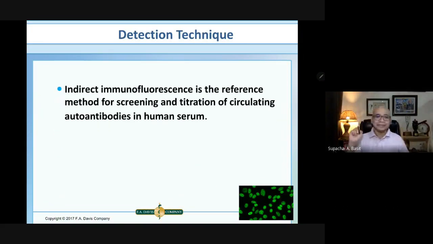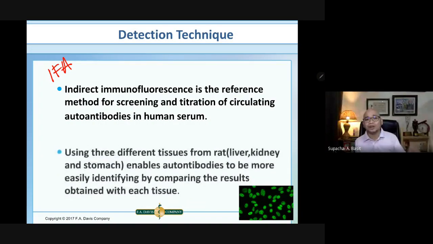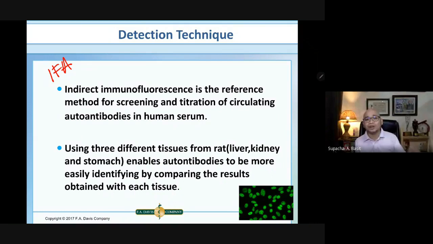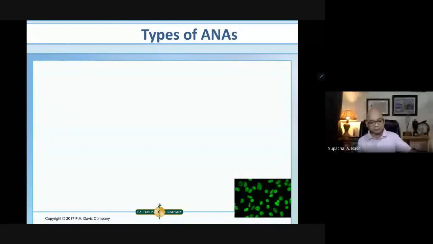So, how do we detect anti-nuclear antibodies? If you remember our labeled immunoassay, it is detected by means of indirect immunofluorescent assay, or IFA. It is a method for screening and titration of circulating autoantibodies in human serum. We are using three different tissues from rats, namely the liver, kidneys, and stomach, which enables autoantibodies to be more easily identified by comparing the results obtained with each tissue.